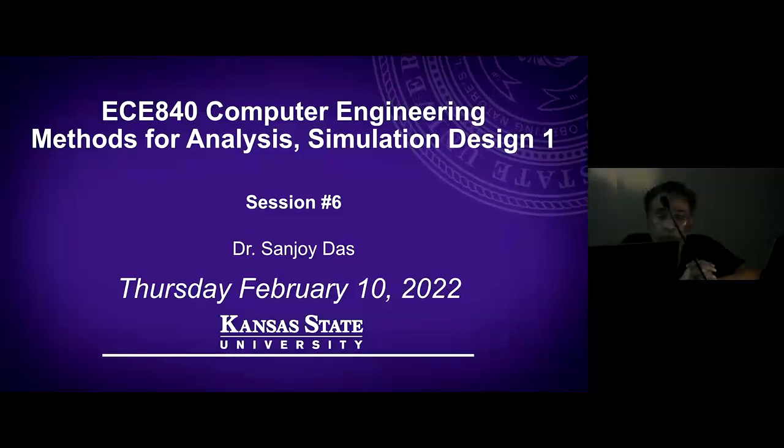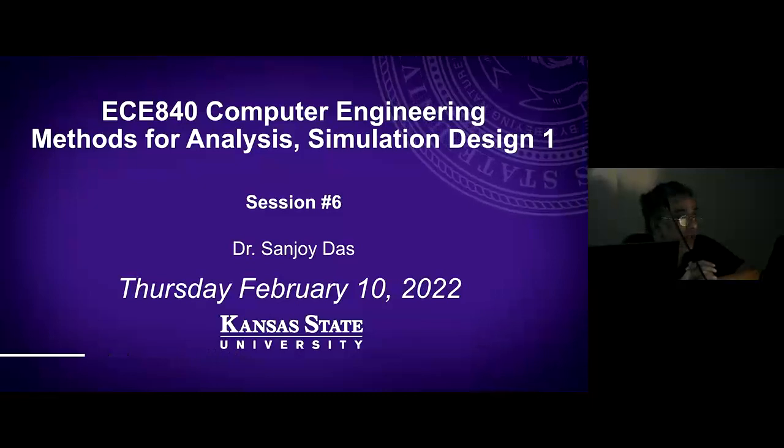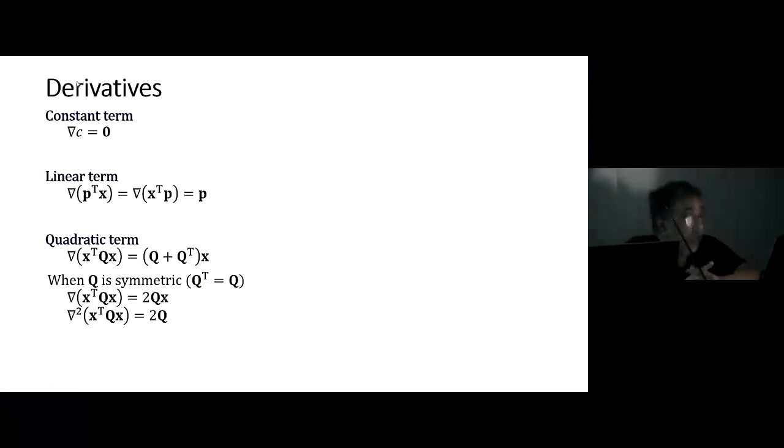So today we shall be doing matrix pseudo-inverse and linear systems. Before we begin formally, you already know this, but keep this in mind. Derivative of a constant is 0. Derivative of P transpose X is the same as derivative of X transpose P, which is P. Remember, this has to be a column vector.